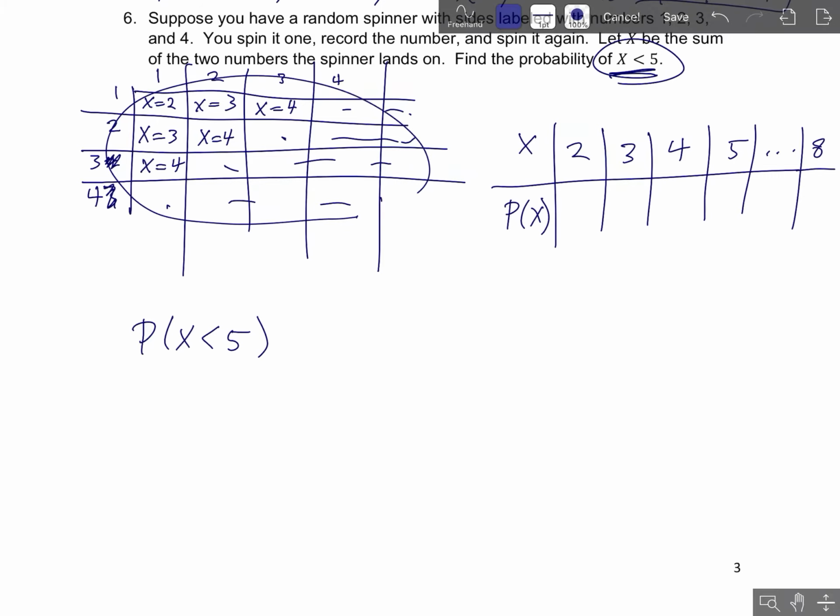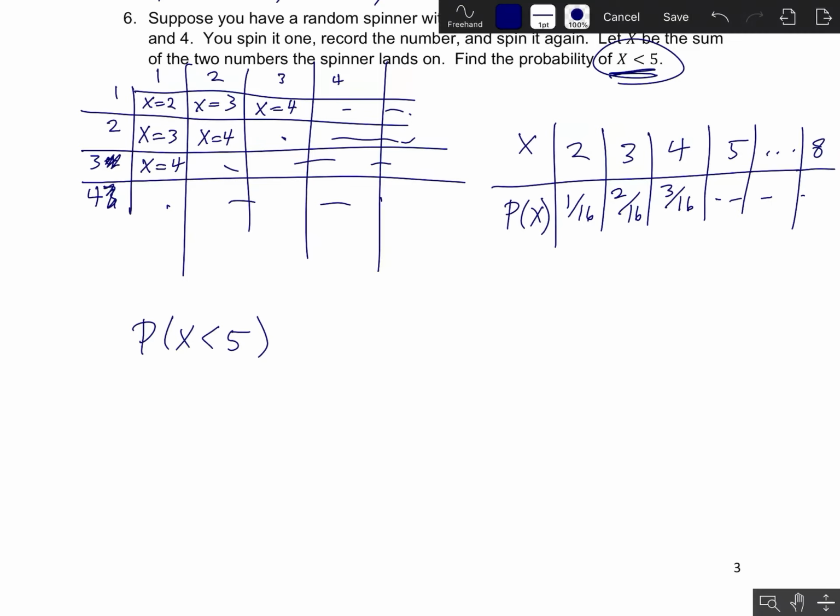And what we can see from this sample space over here is that the probability of getting a 2 is going to be 1 out of 16. Notice that this is a 4x4 table, so there's 16 possibilities in total. The probability of getting a 3 as your sum is 2 out of 16. The probability of getting 4 as a sum is 3 out of 16, and so on.